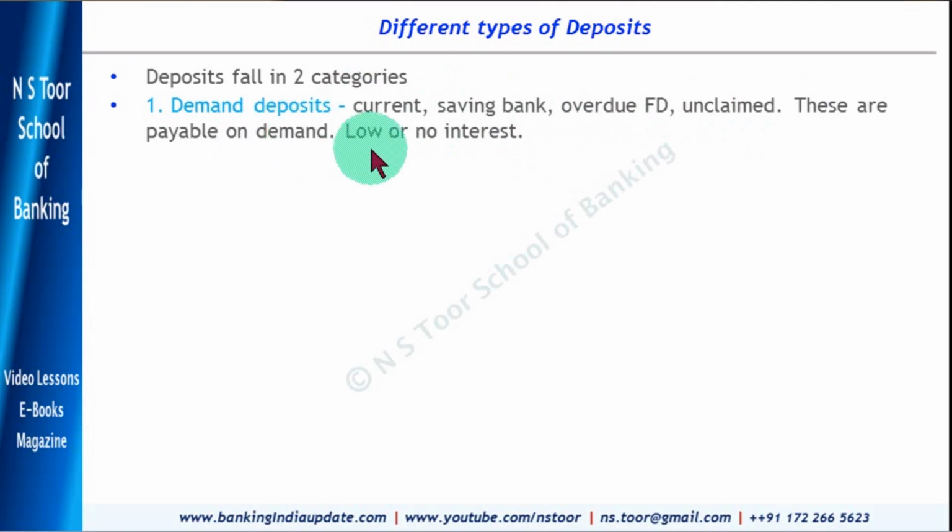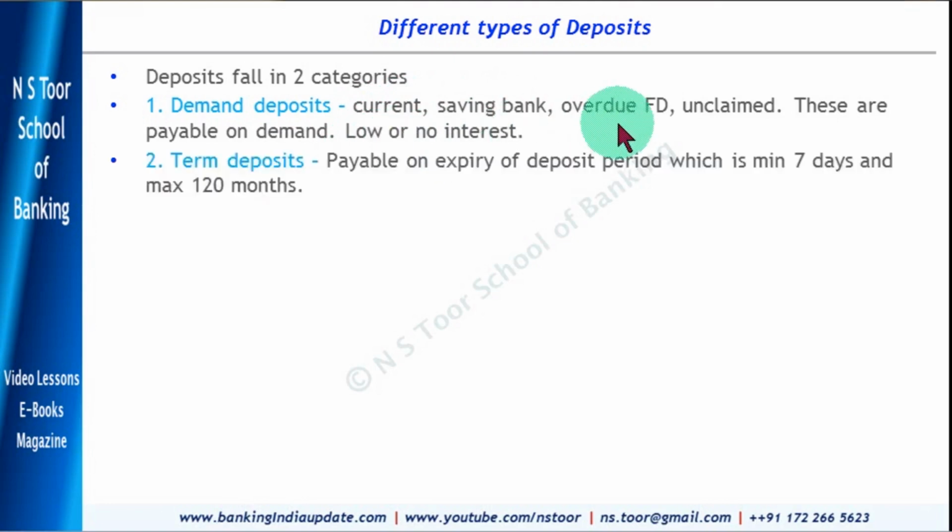And here the banks pay either no interest or the rate of interest is quite low. For example, in case of a current account, no interest is paid. For saving bank accounts, the rate of interest as compared to term deposits is much lower.